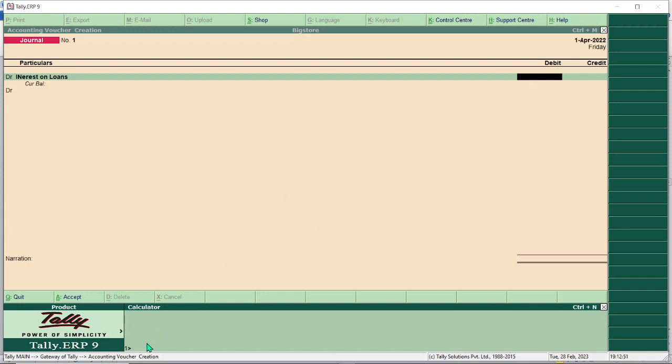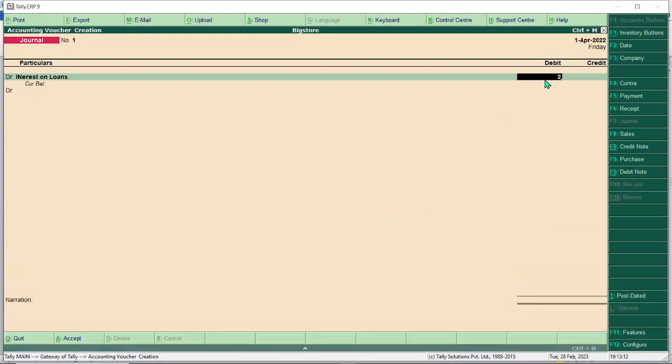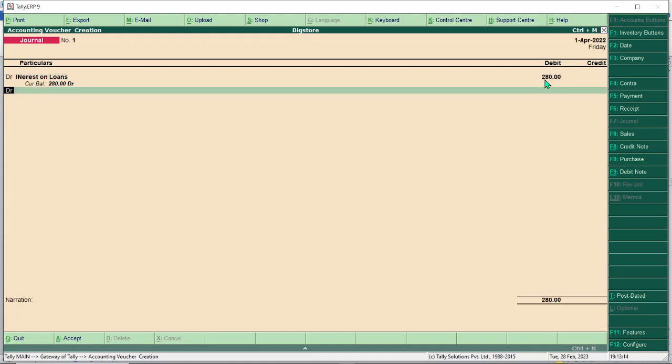So I have to calculate the interest. Suppose I have taken the loan of 2000 rupees. I have to calculate interest of 14% on 2000. And it is beautifully shown here that interest is 280 rupees. Here it is 280 rupees. Interest on loans.